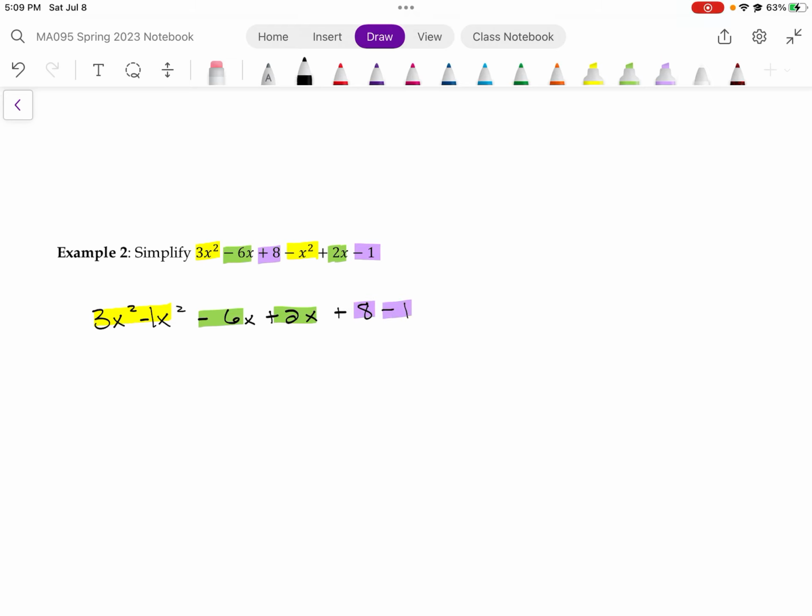All right, so now I'm going to drop the colors and just think about 3x squared minus 1x squared. That's 3 minus 1 is 2. X squared is what we have left. We've got a negative 6x plus a 2x, and so that's basically like 2 minus 6. So we get negative 4x or minus 4x. And then we've got 8 minus 1 is 7. So that is the final answer.